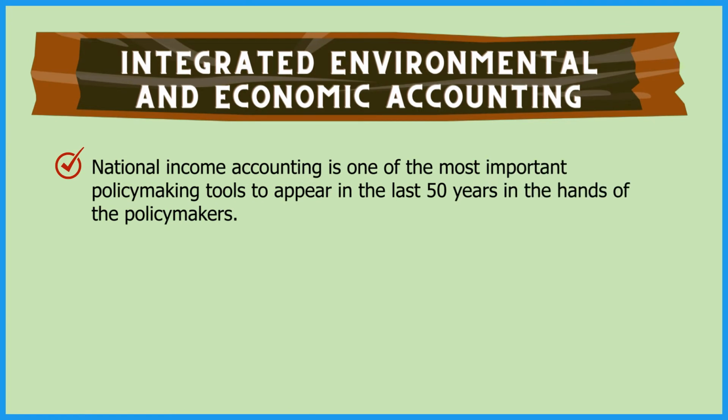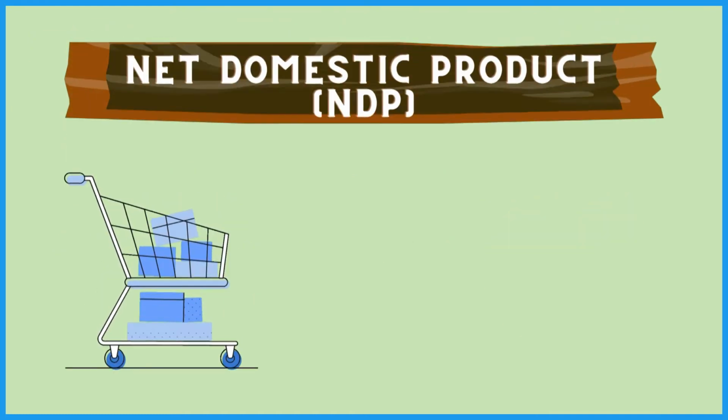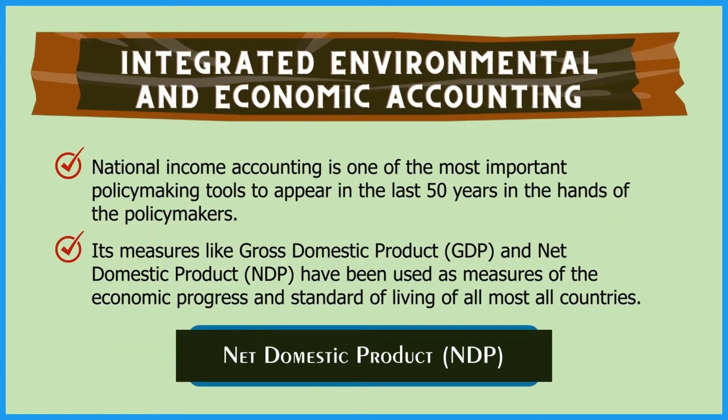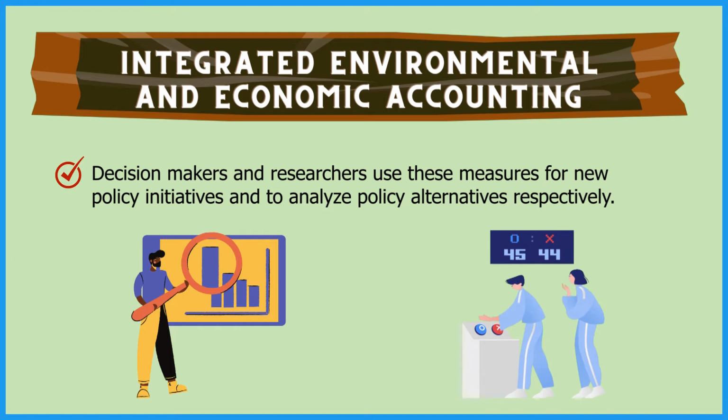The major objective of national income accounting is basically to provide a proper information framework which will be suitable for analyzing the overall performance of an economic institution as well as a system. Now, national accounting is one of the most important policy making tools to appear in the last 50 years in the hands of policy makers, because it measures GDP, or gross domestic product. It can also measure net domestic product, or NDP, and this has been used as a measure of economic progress and standard of living of most countries. Decision makers and researchers use these measures for new policy initiatives and for analyzing policy alternatives also.